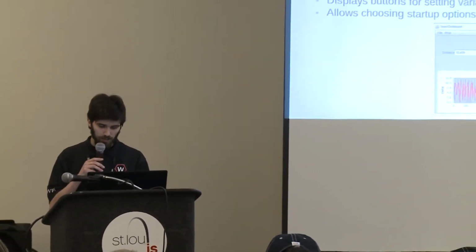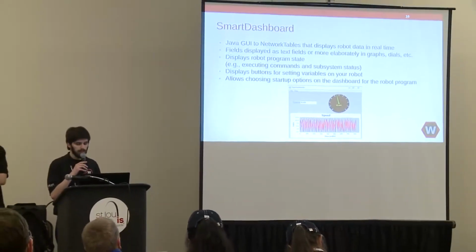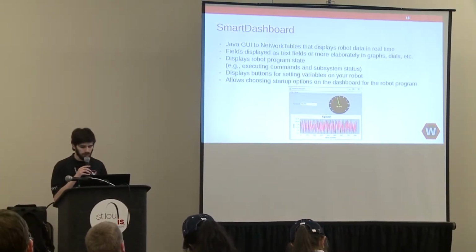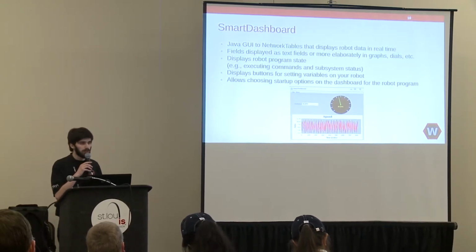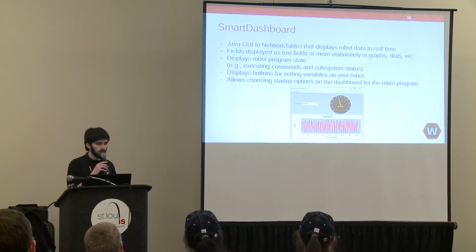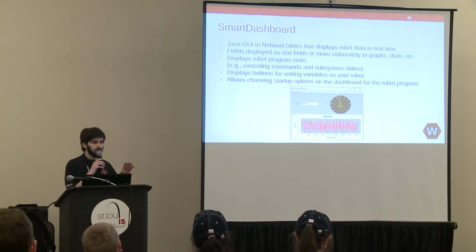Next slide. So, desktop tools. This is pretty cool. I say this because I've worked on all of these. So the Smart Dashboard. This was originally written, I think, in 2010 or 2011, so that's 7 or 8 years old at this point. It basically provides a Java GUI straight into network tables. And that's basically all it is. All of the cool widgets that you see, that's all hooking into the network table stuff in the Smart Dashboard table.